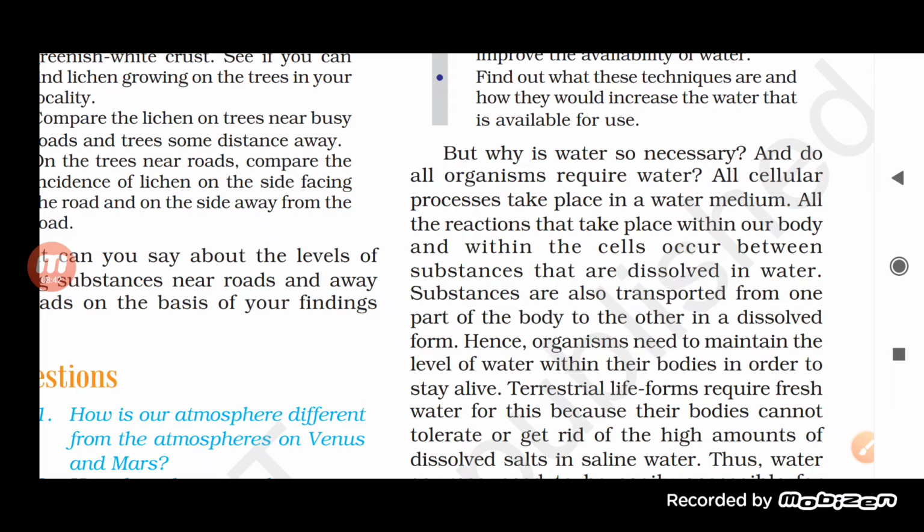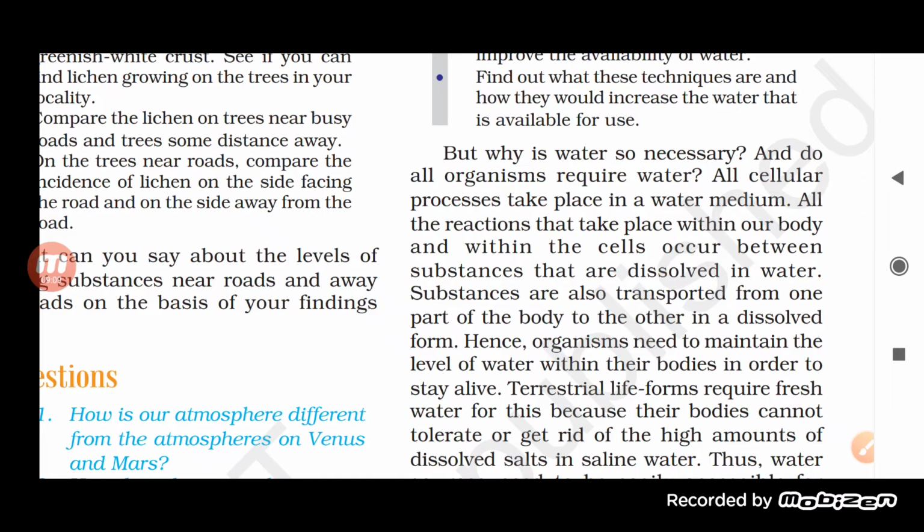See what happened? The question arises, why is there a need of water? Why is water so necessary to us? What will happen if there is no water? Why do we require water? So you know that water is what? It is a really important medium, because the reactions which take place within our body or within the cell between the substances will be dissolved in water.